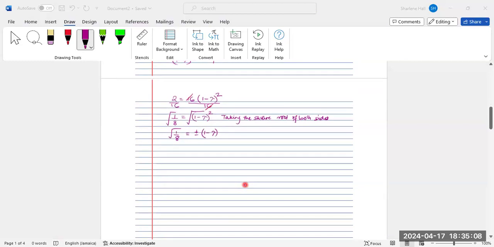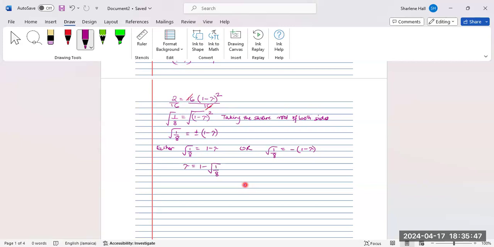So this is either the root of 1 over 8 equals 1 minus lambda, or the root of 1 over 8 equals negative 1 minus lambda, which works out to be lambda equals 1 minus the root of 1 over 8.